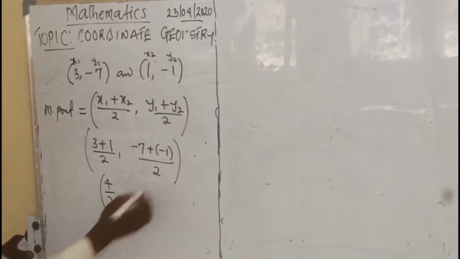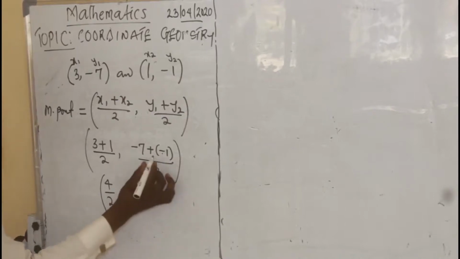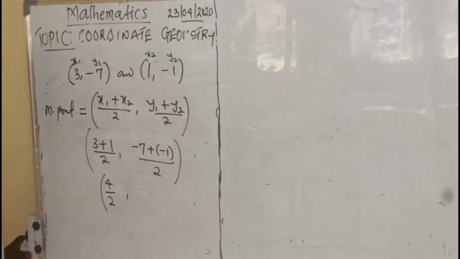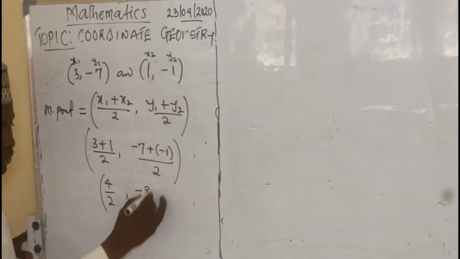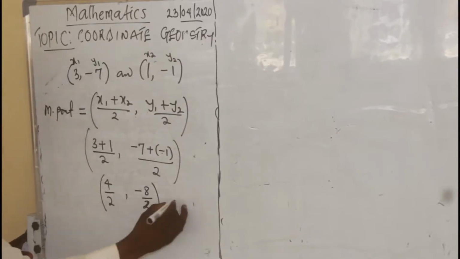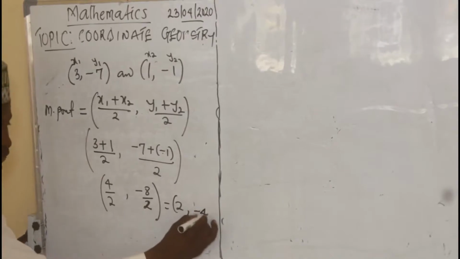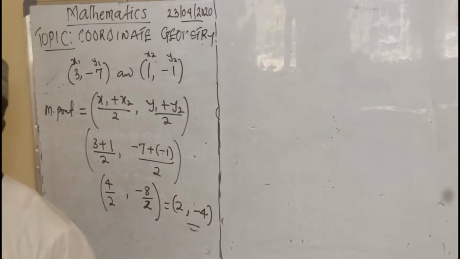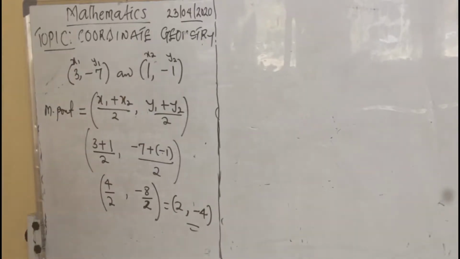Do you see what I'm doing? So plus minus is what? Minus, right? Plus minus is minus. That is why it becomes -7 -1. Are we there? So -7 -1 is what? -8 over 2. Are we together? What is 4 over 2? 2, comma. What is -8 over 2? -4. So this is the coordinate of the midpoint. So any point they gave you and they said you should find the midpoint, just put the formula and substitute the values. Is that clear now?